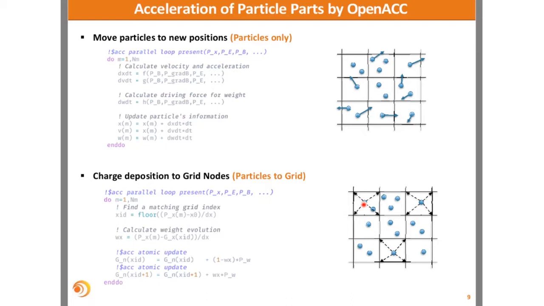Accidentally, some particles can approach the same node at the same time, and then it can cause some problems. So to prevent that, we put this ACC atomic update for updating the node information. And fortunately, because our particles are quite random, such a race condition, or accessing the same point at the same time, is a very rare event. So we can still get a very high speedup for this routine.